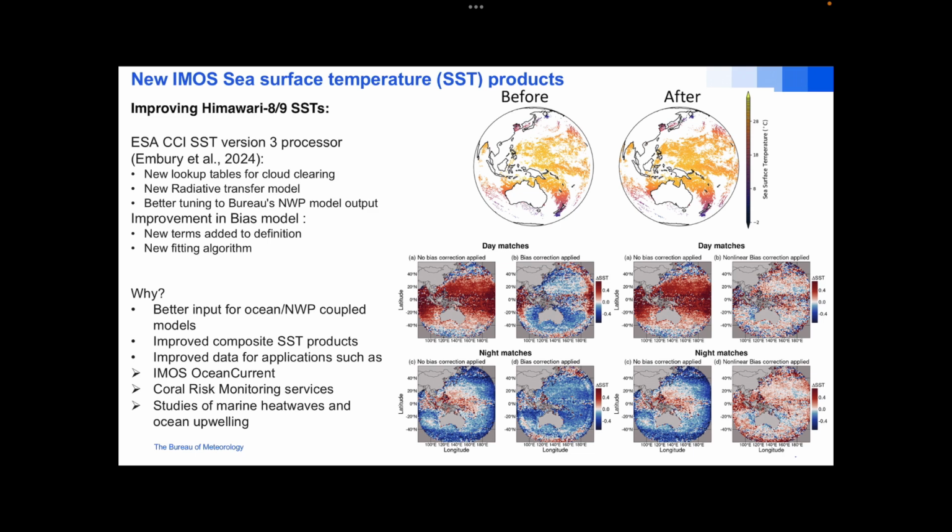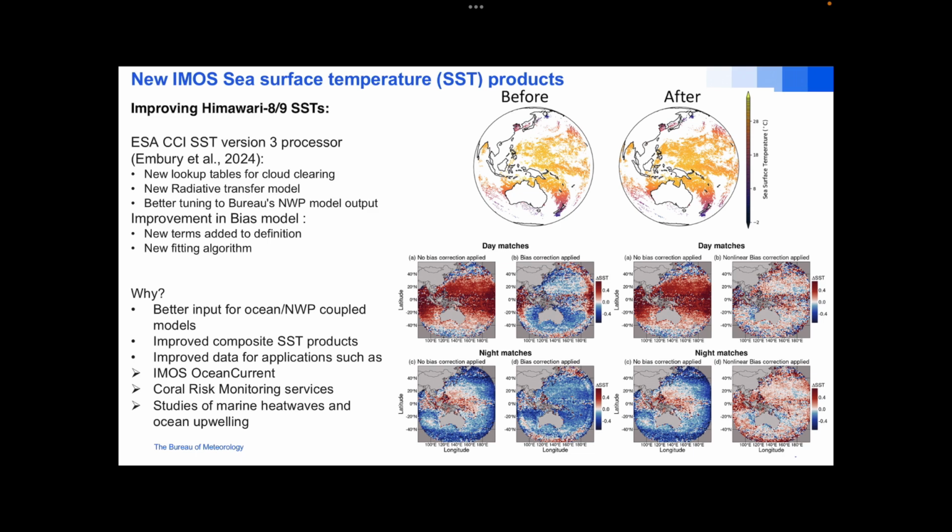The upper panels here show improvements in data coverage for a 10-minute instance. So we get about 40% extra data. We also updated our previous bias model. The lower panel here shows the difference between satellite and in situ SSTs over the domain for Himawari 8.